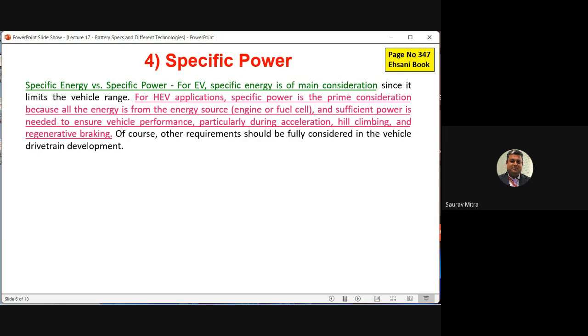The unit for energy is joules, and the unit for power is joules per second. So, specific energy versus specific power. I told you that for EV, specific energy is the main consideration, because specific energy tells me how long the vehicle can go once I recharge the battery. It decides the range of the EV, since it limits the vehicle range. So whenever I say EV, it requires high specific energy.